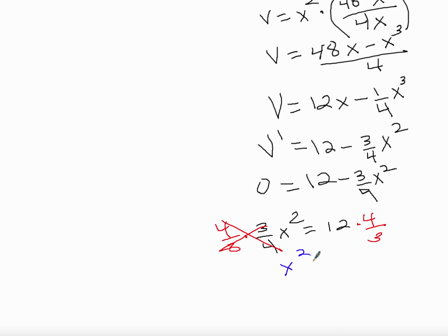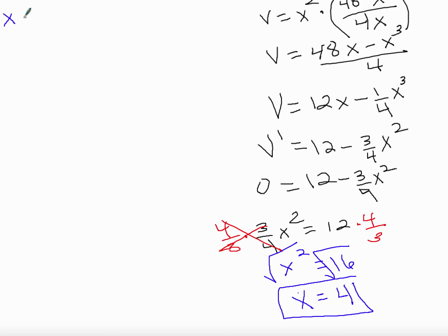And I get x squared is equal to, let's see, 3 goes into 12 4 times, and 4 times 4 is 16. Oh, this turned out nice. Take the square root. Now, I know that the square root of 16 is positive and negative 4, but I'm only going to need the principal square root, the positive one, because I can't have negative sides of this box. So we've got x is equal to 4. If x is equal to 4, then we can find out what y is equal to.